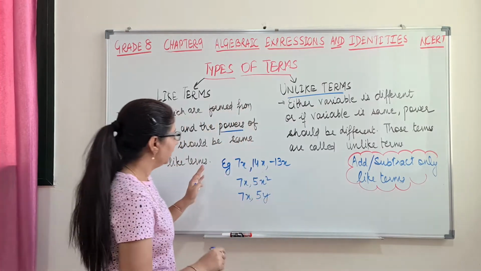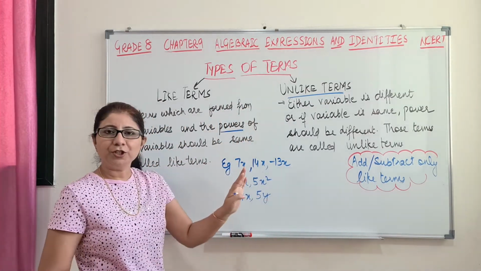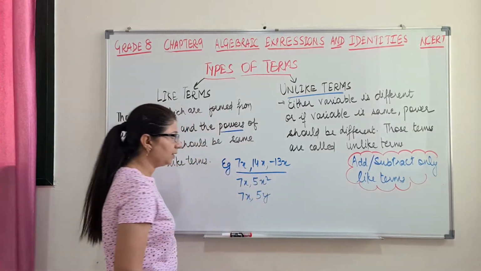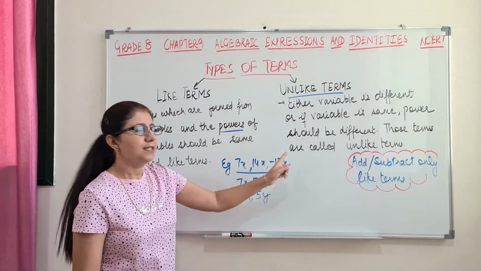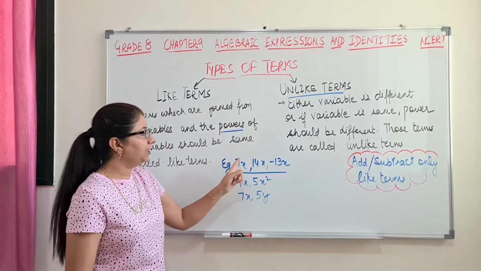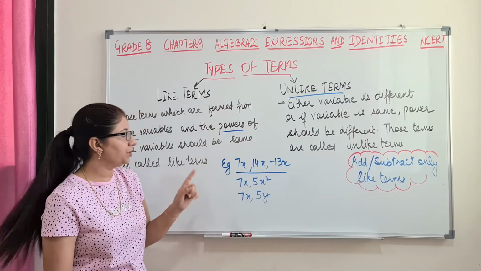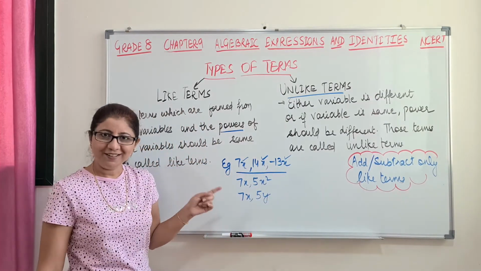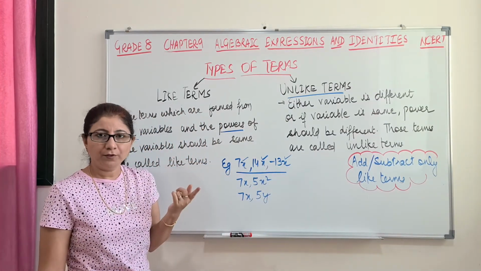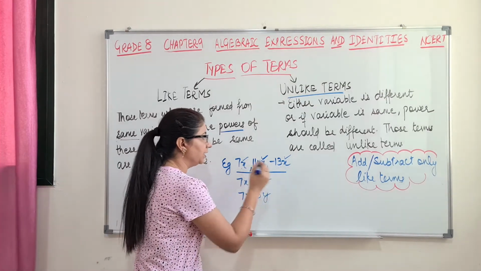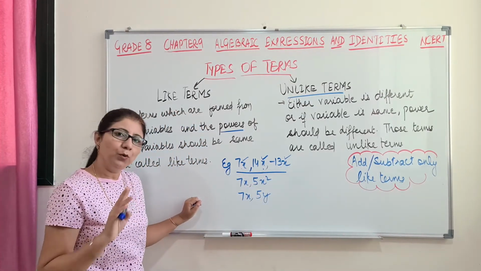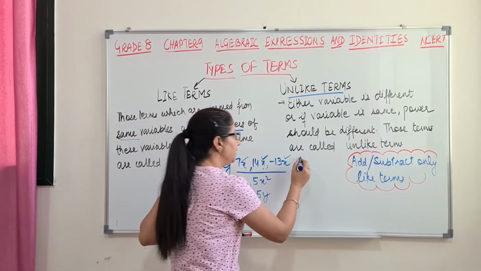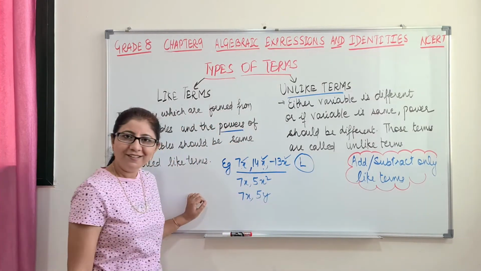Now let's see in examples how to differentiate between like terms and unlike terms. See here in this example, 7x, 14x and minus 13x. So we have three separate terms. The first thing we should check is the variable. Each term has the same variable, x. Now the second thing is the power of that variable. Here in each term the power of x is 1. So both things are the same. Variables are the same, their powers are also the same. So all these three terms will be referred to as like terms.